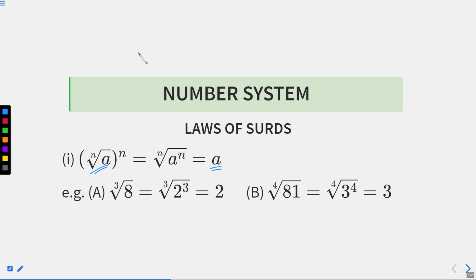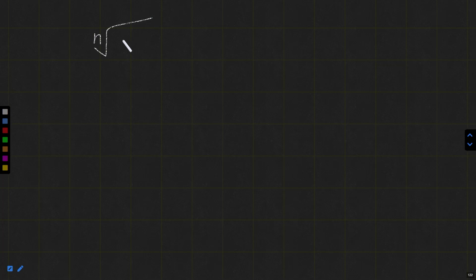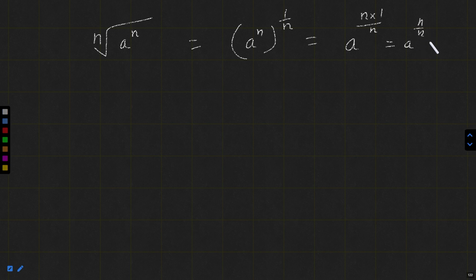Let me show you, let me draw it for you. I know that I can rewrite it in this form, and I know that I can multiply the powers, so it will become a raised to n times 1 divided by n, which is further equal to n by n. I know the same number is divisible by the same number, so I will get the answer 1, which is a. I hope this is clear.